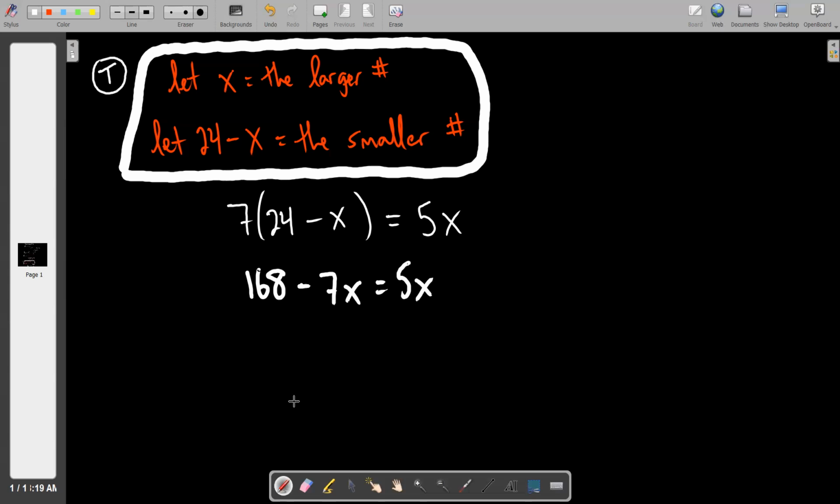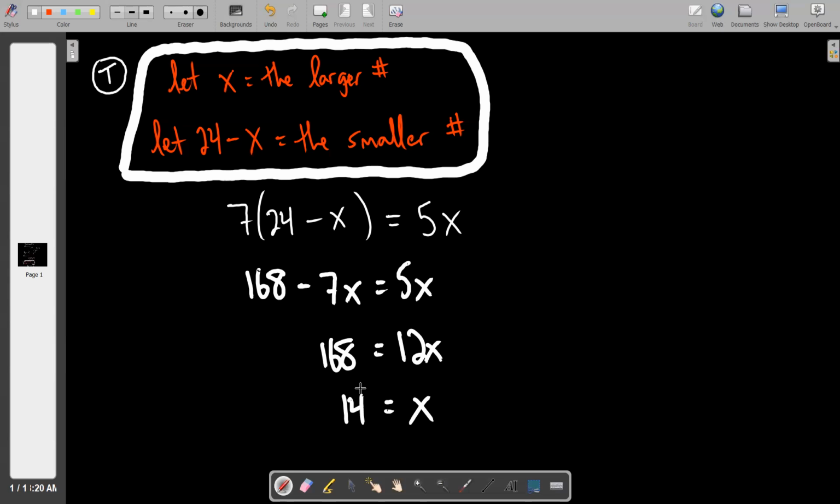You've done enough of these to know if you move the 168, that's stupid. You just got no one to go with. And if you move the 5x, that's stupid because then there's nothing left. There's always only one choice with equations that look like this. If I add the 7x across, I get 12x equals 168. And then when I divide by 12, I get x equals 14.